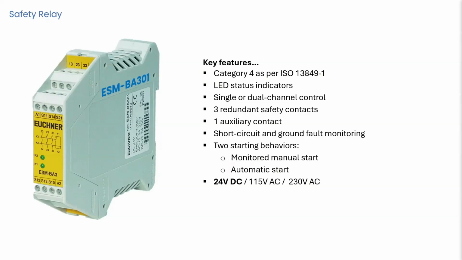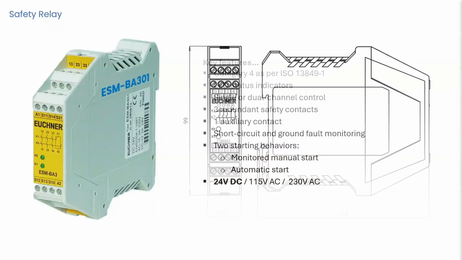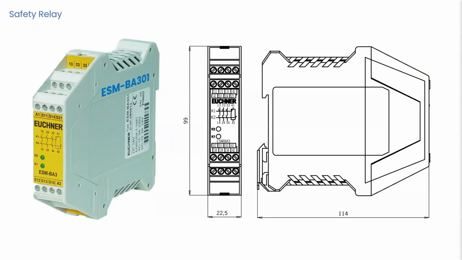This relay can be wired for either automatic start or manual start. The actual implementation will depend on your application requirement. And this relay comes in 3 voltage variants. The one I'll be showing you will be the 24 volt version. This relay is designed for mounting on 35 mm DIN rail. Dimensions are as shown. All electrical connections are made via screw terminals which are labeled. For more information, here's the link to the product page for this relay.